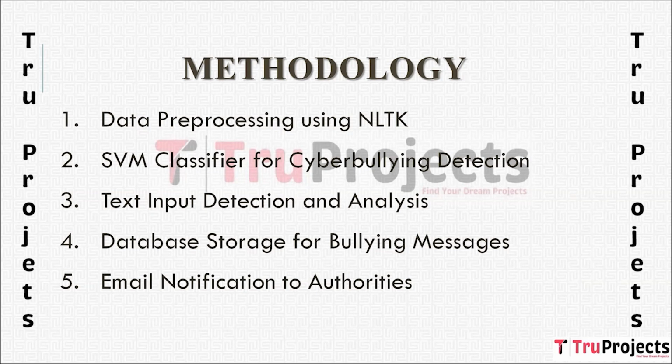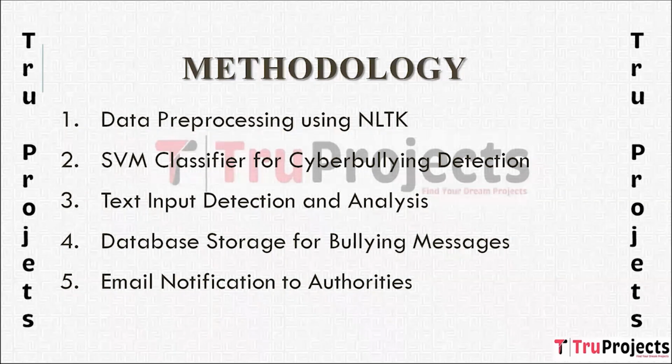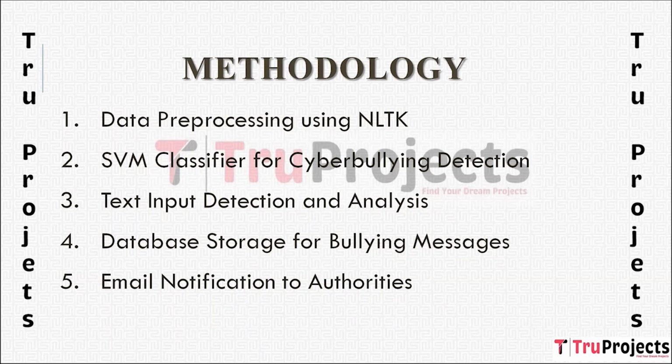Fifth module is email notification to authorities. When a message is classified as cyberbullying, this module takes action to alert the relevant authorities. This could involve sending an automated email to designated individuals or organizations responsible for handling such cases, like school administrators or law enforcement agencies. The email notification would include details about the detected cyberbullying incident, such as the content of the message, the sender's information, and any other relevant context.